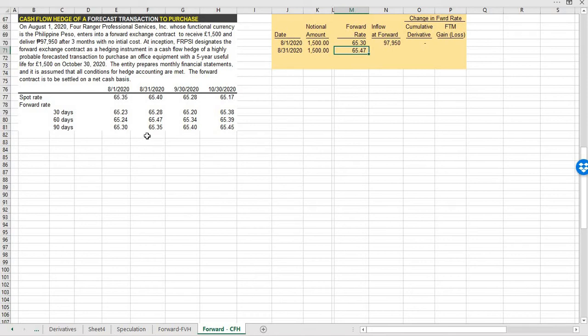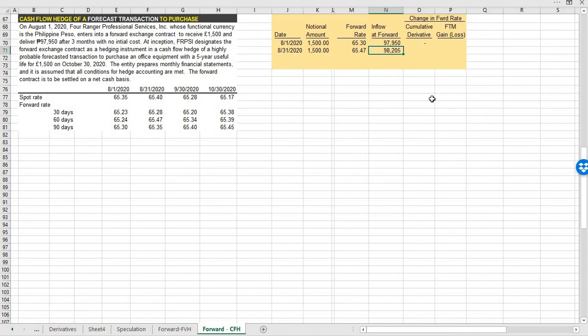At saan ang galing nito? So, ano ang ibig sabihin ng 65.47? Ito daw yung ina-expect nating magiging spot rate 60 days after August 31, the current date. At kailan daw yun? Siyempre, the settlement date. So, i-multiply na natin. That is 98,205 Philippine peso. So, ito na ngayon ang bago nating ina-expect na magiging inflow based on the forward rate. And since meron ng change in the forward rate, meron tayong makukompute na changes.